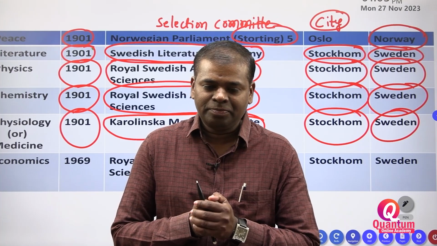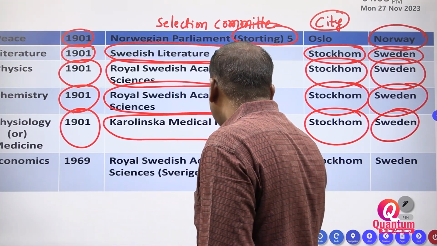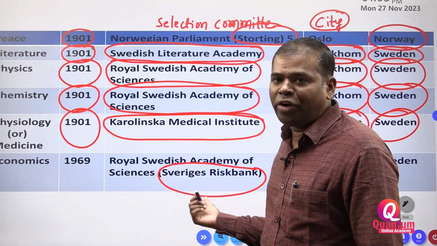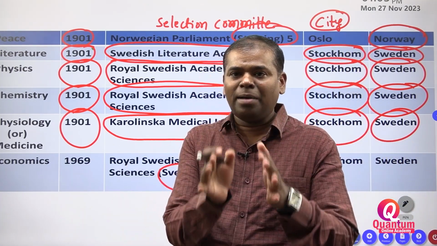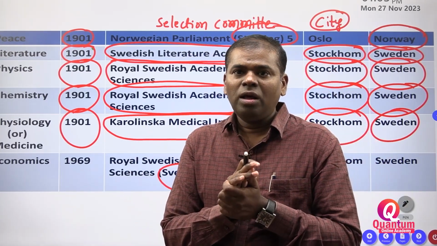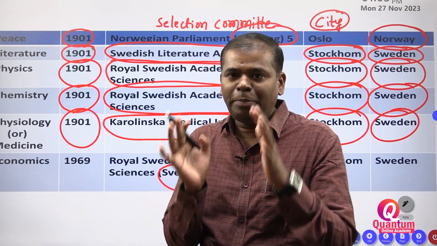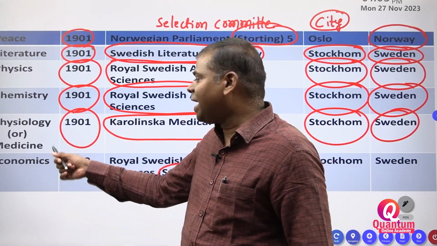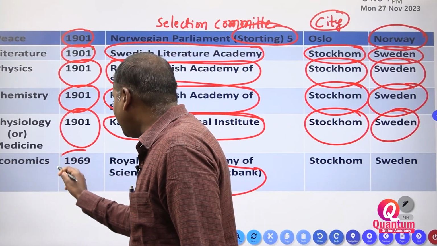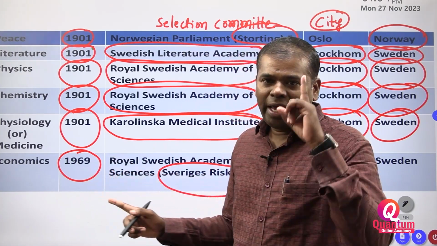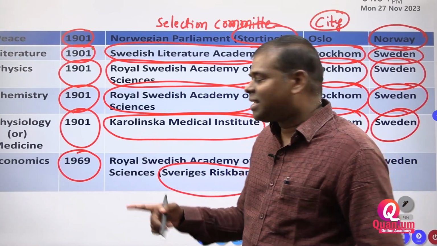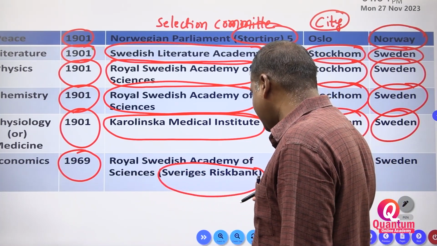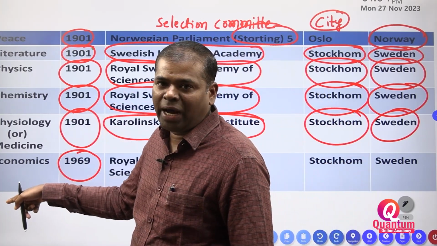In 1968, Sveriges Riksbank. Which bank is it? Sveriges Riksbank. This bank is a Swedish bank. This bank deposited some amount in favor of Alfred Nobel, right? So from the deposited amount, 10% every year, they will give for the Nobel laureates in the economic sciences, right? So when did they start? In 1969 they started. Please remember, economics started in 1969. Who selects? The Royal Swedish Academy of Sciences people will select this prize and tell the Sveriges Riksbank. So this bank will provide that money for economics.